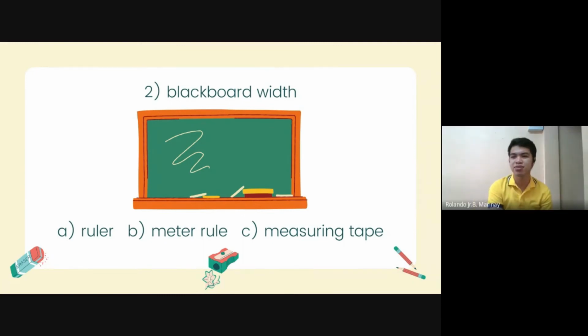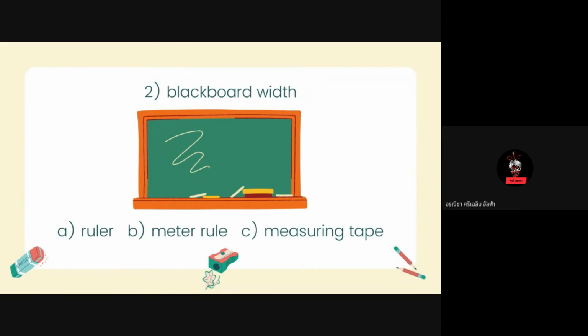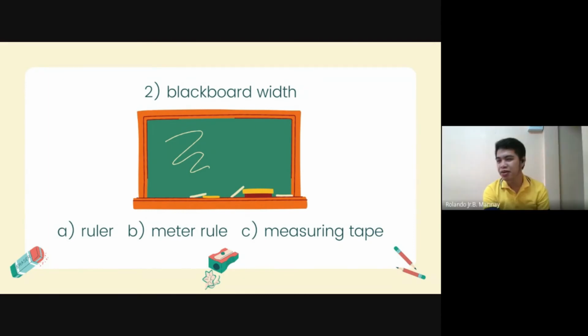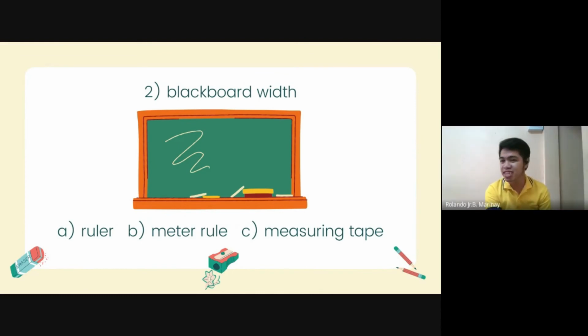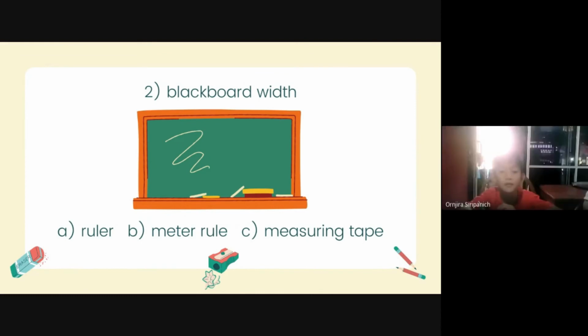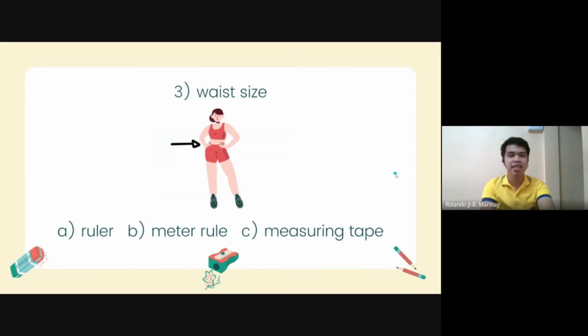Peach is finished too. Rasa is finished. Okay, Baybun. Only Baybun. Let's wait for Baybun. Baybun finished? Okay, finished. Next. Number 3, waist size.